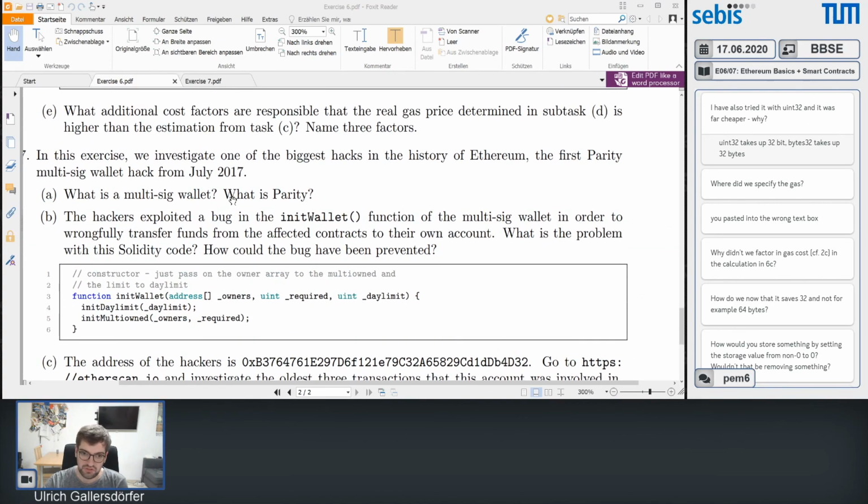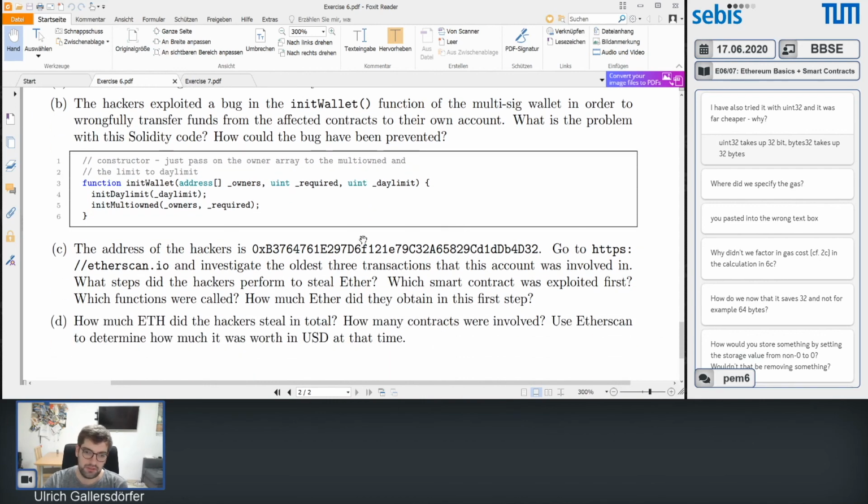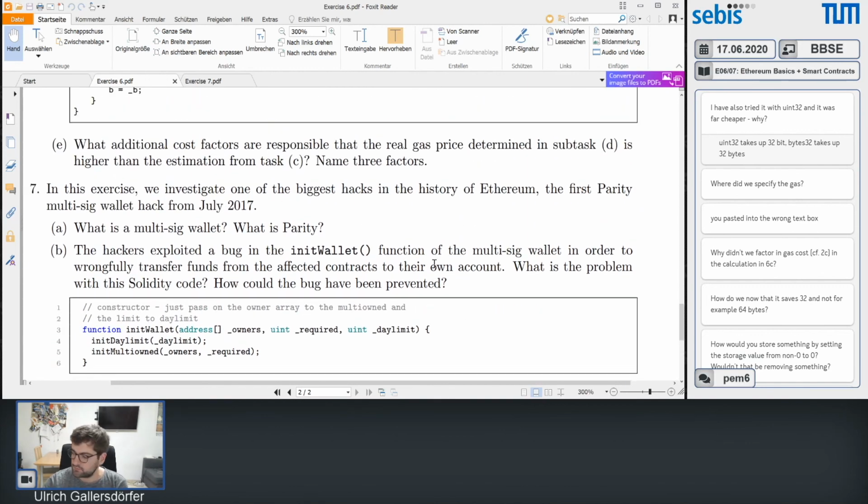Also, we have this question of the Parity hack, and that's something I would not present today in the exercise because we're running a little bit out of time, and I would rather talk a little bit about the next exercise sheet. So all the answers are very nicely described in the solutions. And if we have time next week, I can talk about that again. But it's not really something to know or to understand, but more to look at and read up a little bit on the history of Ethereum and about the biggest hacks. Okay. So let's take a look at exercise sheet number 7.